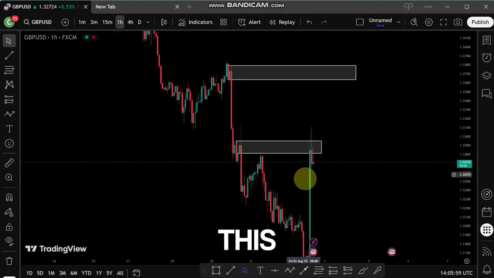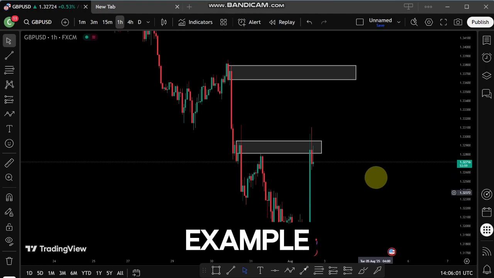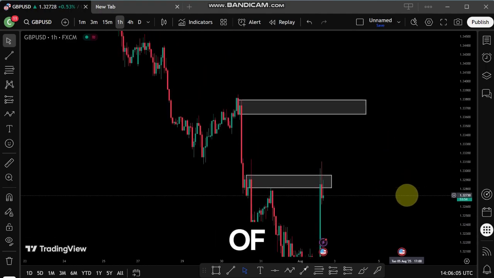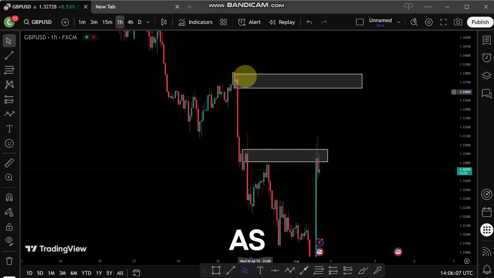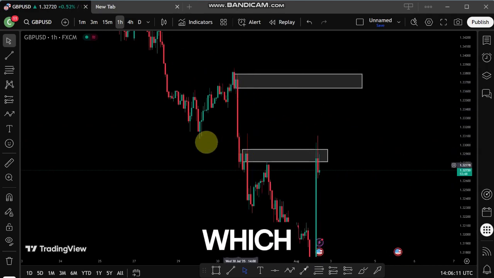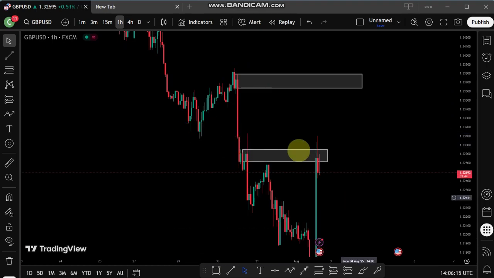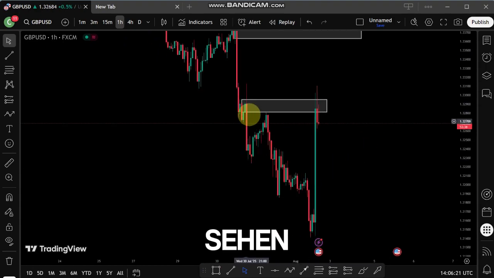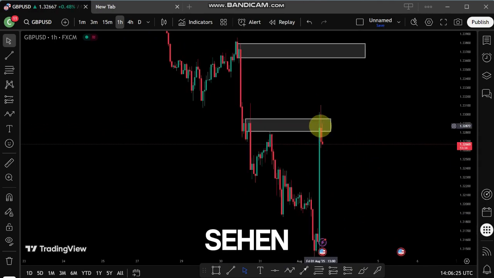So guys, this is another example, and SMC traders should be familiar with this. As you can see, there was a large impulse movement to the downside, which created a break of structure, change of character, a break of structure to the downside. And you can see this was the candle that caused the structure to the downside. And on this page, you can also see another large impulsive movement. So most traders are going to mark out these two zones.